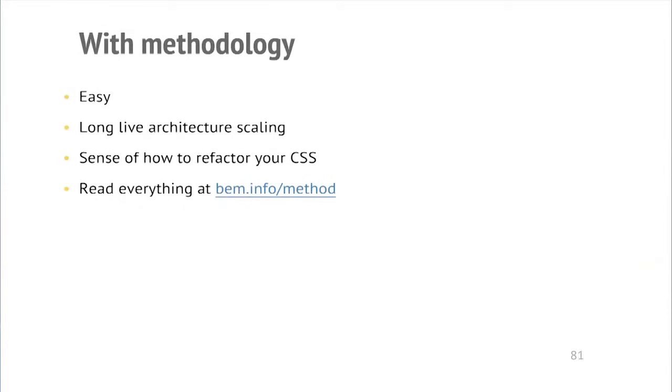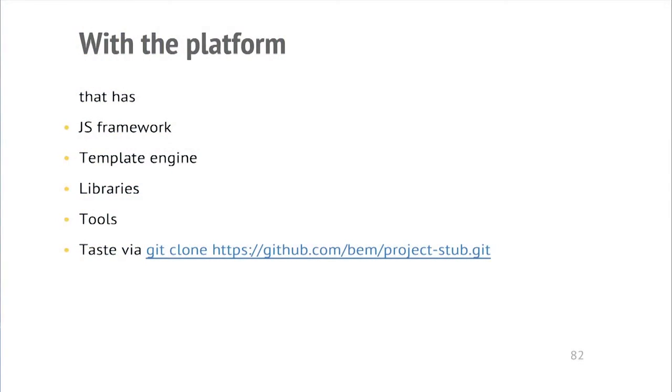So how to start? You can start easy by reading everything about the methodology and thinking about how to build the architecture our way, or just start by refactoring your CSS. Also you can start with a platform, and you have a JavaScript framework, a templating engine, and libraries inside. In terms of libraries, we have a lot, but two are maybe essential for you. One is called BEM Core, where you have all core technologies inside, but nothing about design. The other one is called BEM Components, and you have 20 more blocks there. It's basically everything you will ever need on your web page. So you can take the open source library with the code and already build your project with your design.